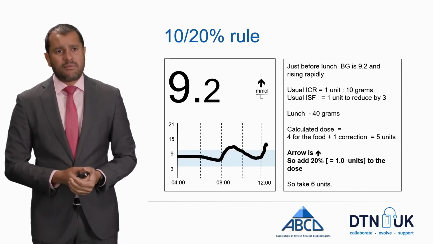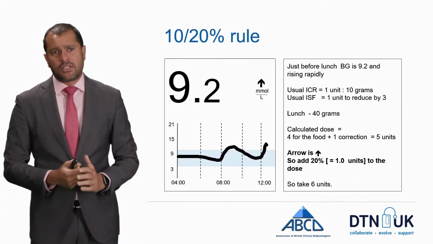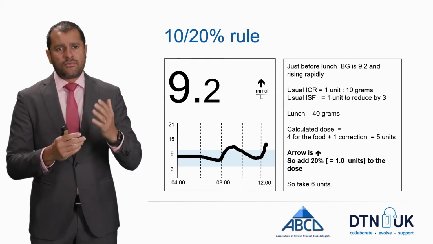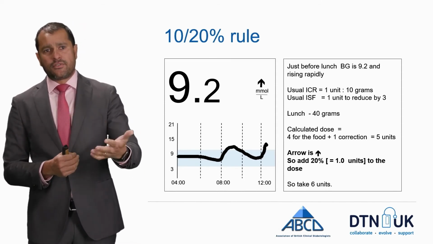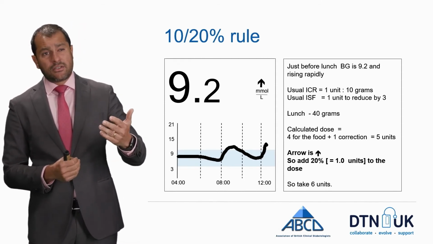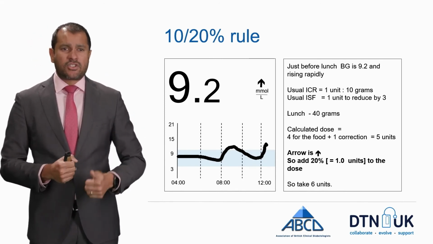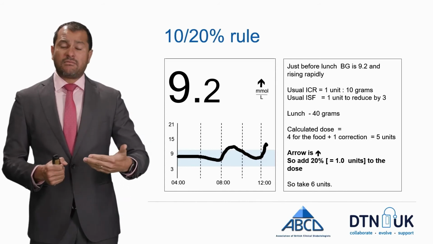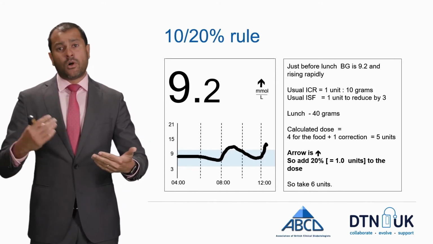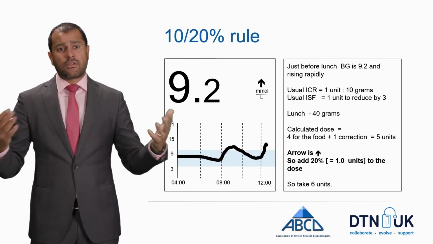So again, that same example, your blood sugar is 9.2 and it's going straight up. So 40 grams of carb, so 4 units for the food. Your sugar is 9, so that's a 1 unit correction. So your calculated dose is 5. If you've got a straight up arrow, you're going to add 20%. So 20% of 5 is 1. So you'd add 1 more to that. So your total dose would be 6 units.